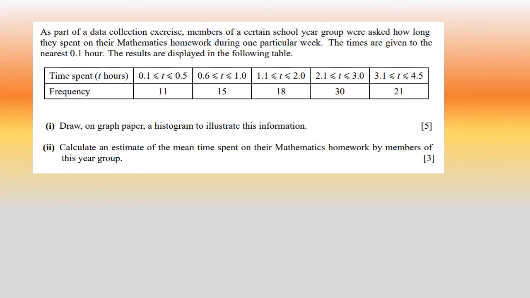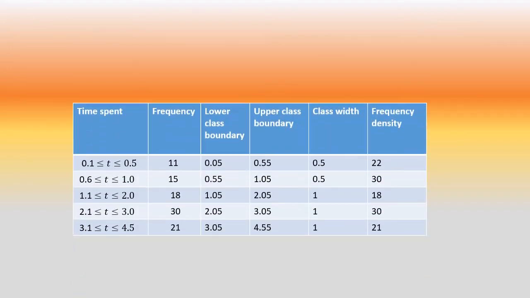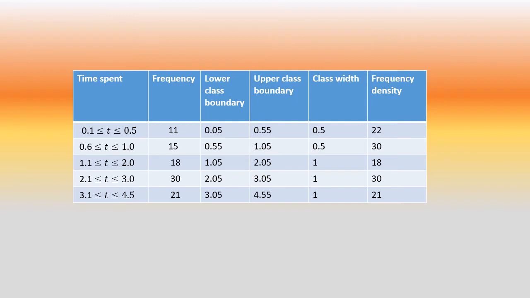1.1 to 2, and there's a gap. 2.1 to 3, there is a gap. 3.1 to 4.5, and the frequencies are given. So we have to prepare the table before we draw the histogram, because they have asked us to illustrate the information in a histogram. Now, when we are to draw the histogram, we have to complete this table.